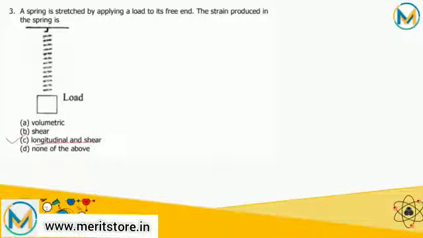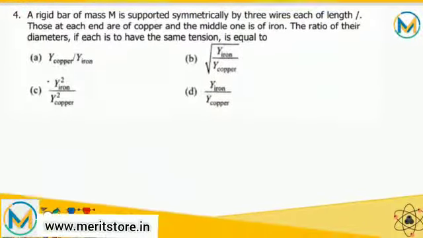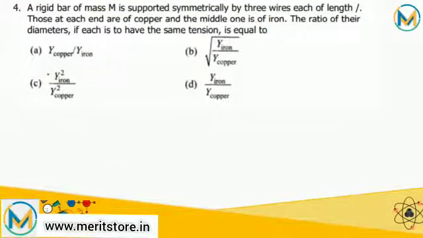Looking towards the next question. A rigid bar of mass m is supported symmetrically by 3 wires, each of length L. Those at each end are of copper, and the middle one is iron. The ratio of their diameters, if each is to have the same tension, is equal to? So as the bar is supported symmetrically by the three wires, the extension in each wire is the same. Let T be the tension in each wire and d the diameter of the wire.